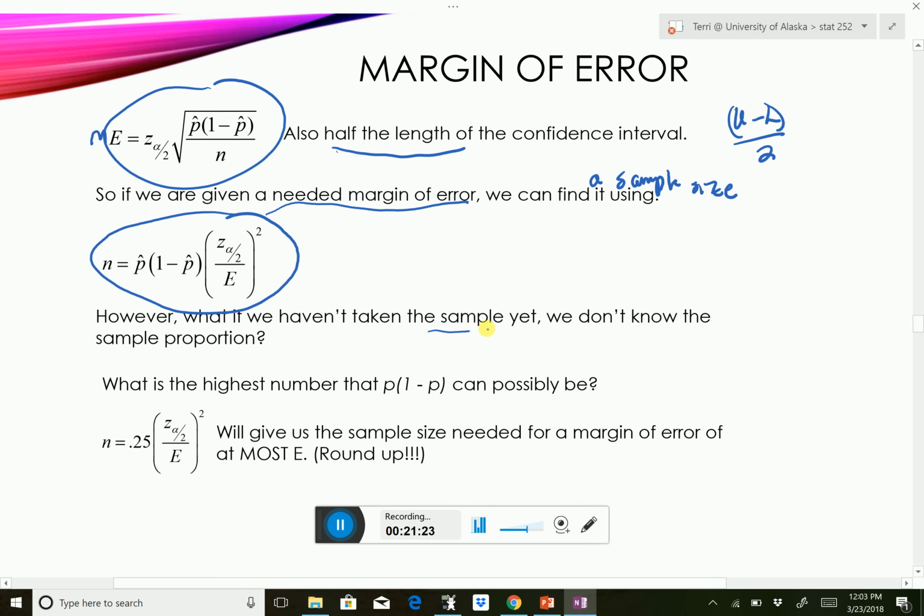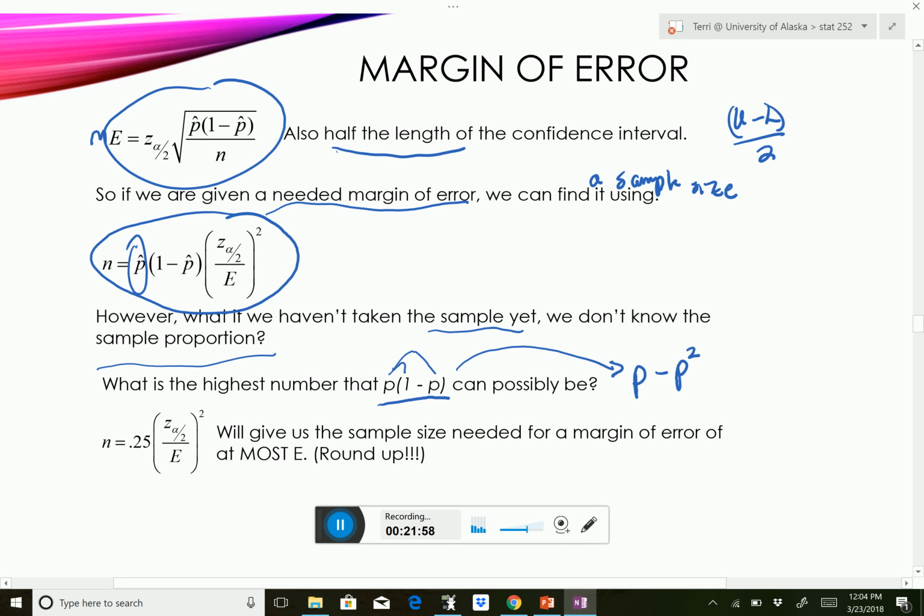However, if we haven't taken the sample yet, I don't have a sample proportion, so I don't have a P hat. So how am I supposed to figure out an N? Well, one of the things we can do is figure out the highest number that P times 1 minus P can actually be. Getting into a bit of algebra, P times 1 minus P is P minus P squared. I just distributed the P.